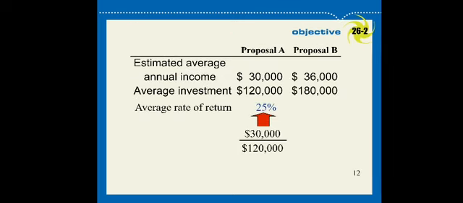So remember this. For this method, the higher the percentage, the better the investment. Let's say you are a manager, and you receive proposals to purchase machine A and machine B. The higher the percentage of the average rate of return, the better the proposal. So let's see in this example.